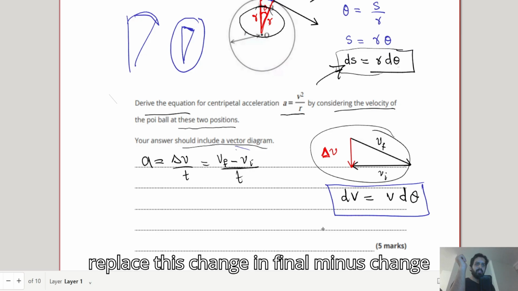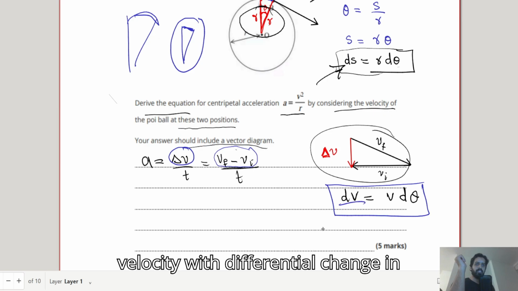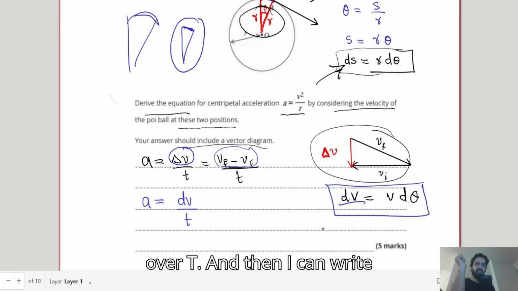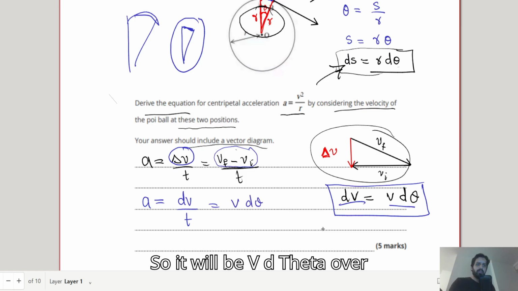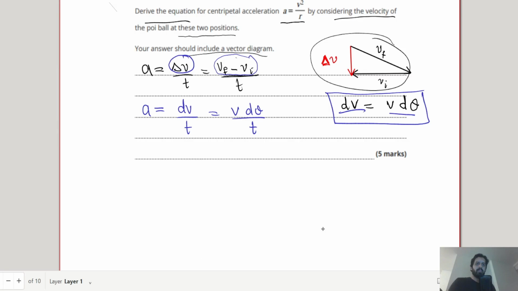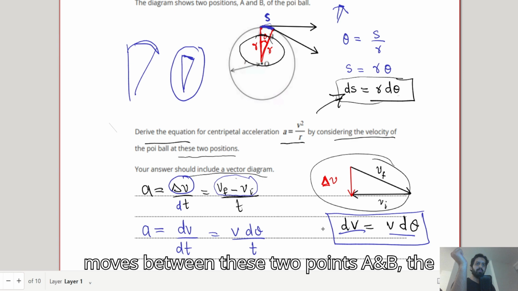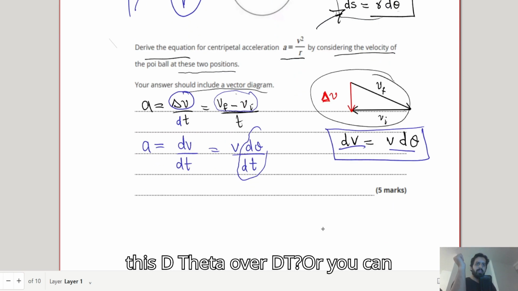I can replace this change in velocity with a differential change in velocity. So acceleration will be dv over dt, and then I can write dv as v times d theta. So it will be v times d theta over dt. And if you remember, this will be dt, because as it moves between these two points A and B, the time will be very small. What is this d theta over dt?